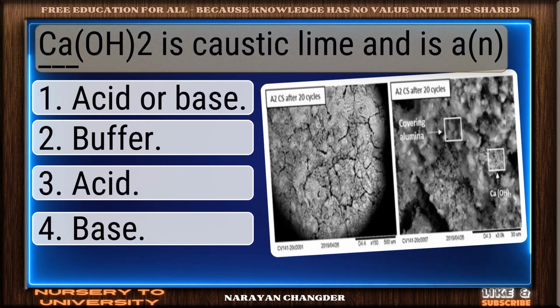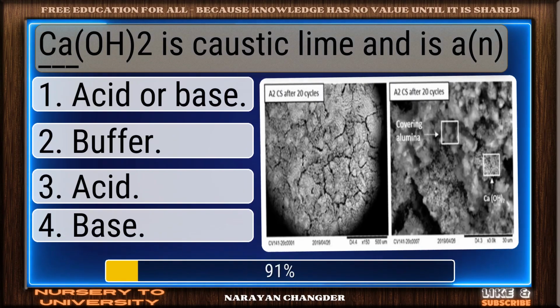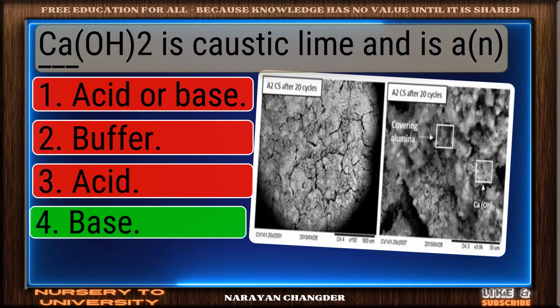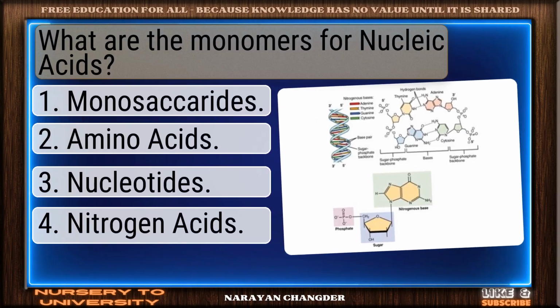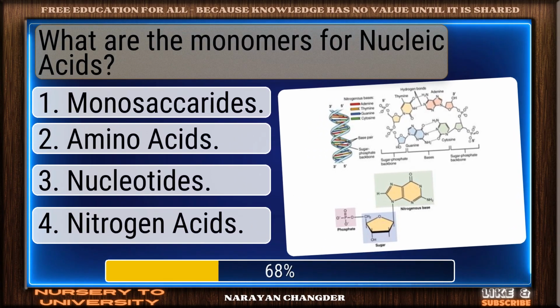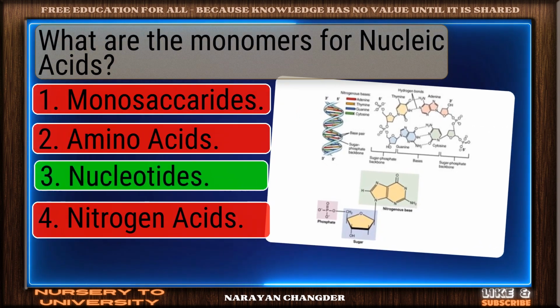Question number 5. Slaked lime is caustic lime and is a dash. Smart pick. Base is the correct choice. Question number 6. What are the monomers for nucleic acids? You're right. Nucleotides is a correct answer.